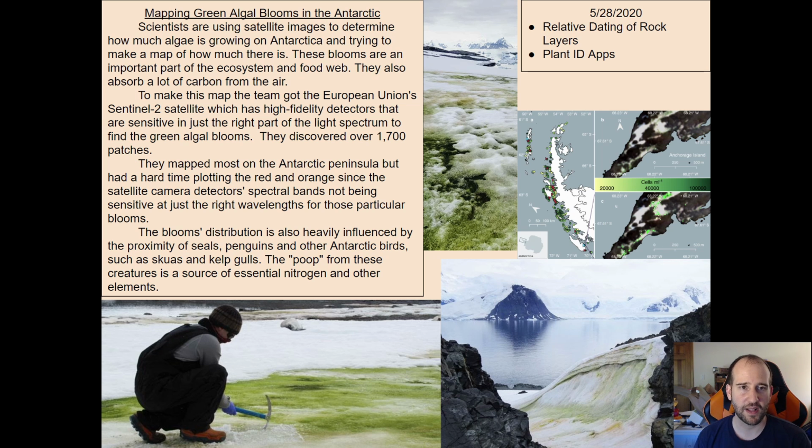This satellite, you're allowed to sign up for time for free to do science experiments. Other ones you would have to pay for, and you pay quite a bit. So they just work with the tools that you have at the time. These blooms' distribution is also heavily influenced by the proximity of seals, penguins, and other Antarctic birds, such as skuas and gulls. The poop from these creatures is a source of essential nitrogen and other elements, which the algae will need to bloom, which is pretty cool.